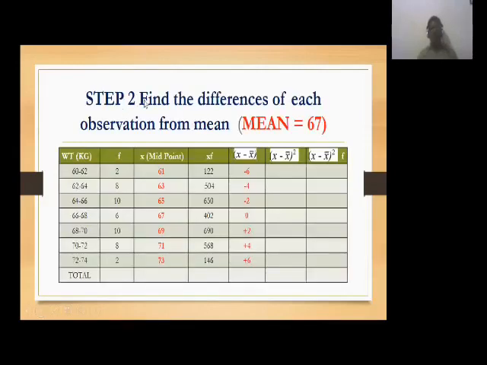Then step 2. Find the difference of each observation from the mean, x minus x bar. X bar we know is 67. So x minus x bar: 61 minus 67, minus 6. 63 minus 67, minus 4. 65 minus 67, minus 2. 67 minus 67, 0. 69 minus 67, plus 2. 71 minus 67, plus 4. 73 minus 67, plus 6. These are the x minus x bar.